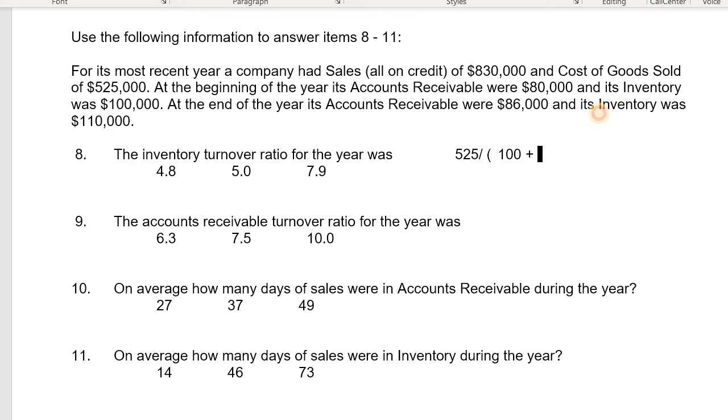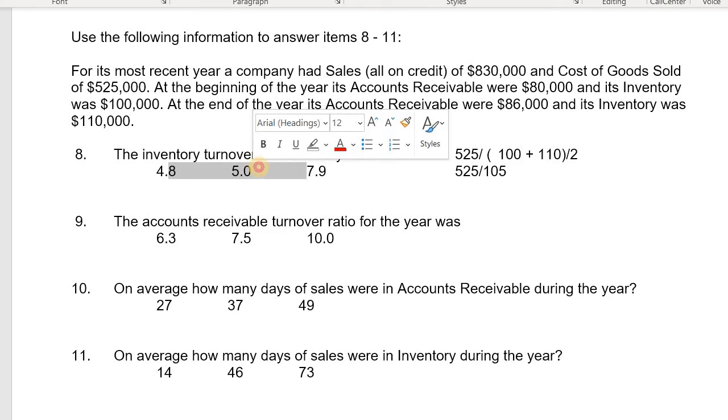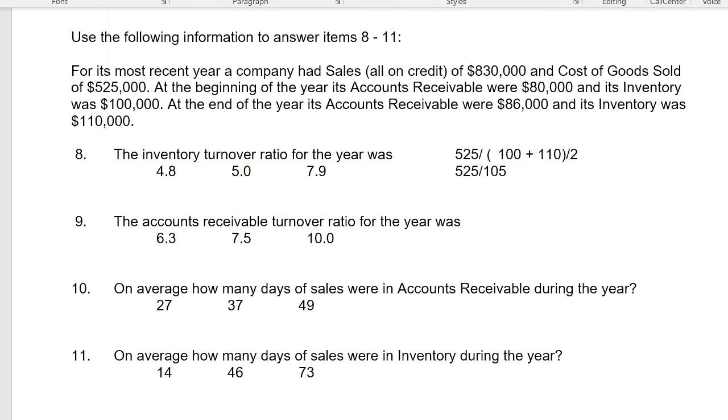At the end of the year, the inventory was 110. And I'm going to divide that by 2, and that's going to be my average. So it's going to simply be 525 divided by 105, aka I turn my inventory over 5 times. 5 times. Okay.